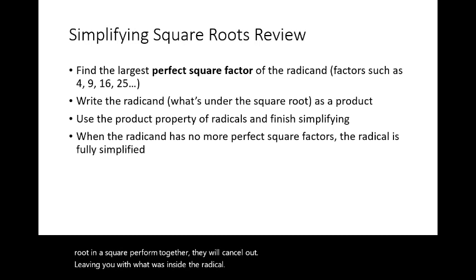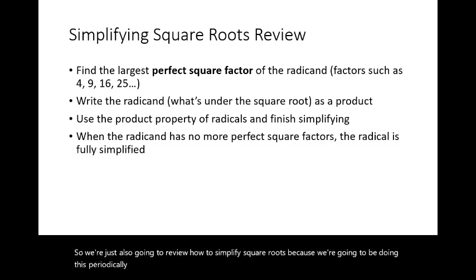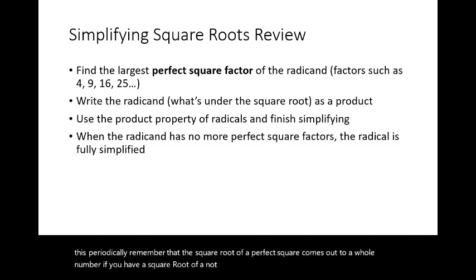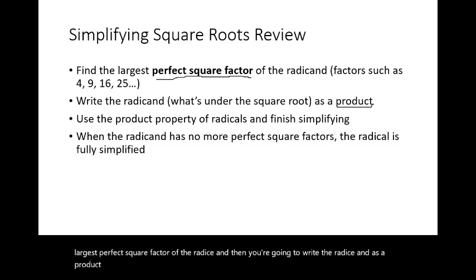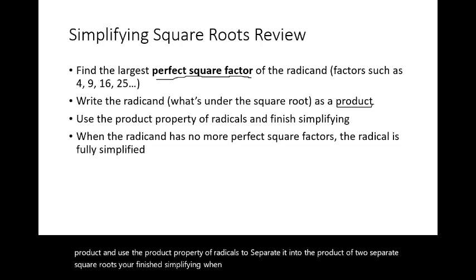So we're just also going to review how to simplify square roots because we're going to be doing this periodically. Remember that the square root of a perfect square comes out to a whole number. If you have a square root of a not perfect square, what you're going to find is the largest perfect square factor of the radicand. Then you're going to write the radicand as a product and use the product property of radicals to separate it into the product of two separate square roots. You're finished simplifying when the radicand has no more perfect square factors.